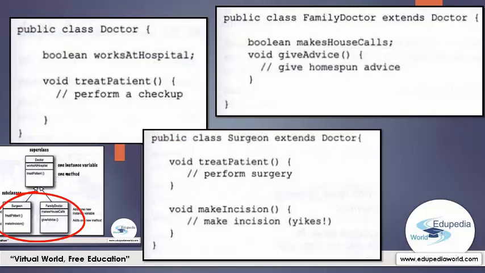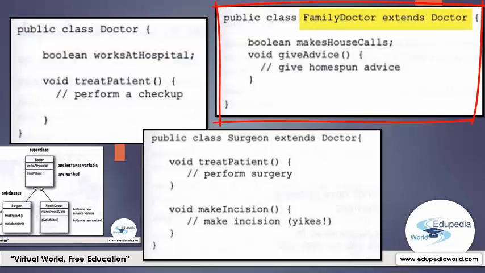Let's start with the family doctor. In the class definition, we have to mention that this class is a subclass of the doctor class. For that, we have to use the keyword extends. So in the class definition, we say family doctor extends doctor. Inside the family doctor class, we have to declare our instance variable make house calls, which is a Boolean type variable, and also the method give advice.